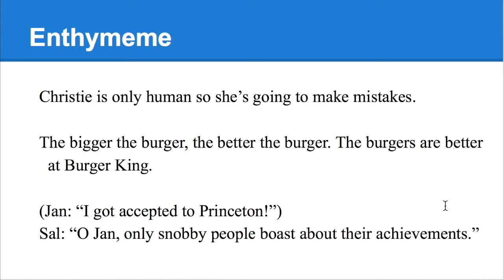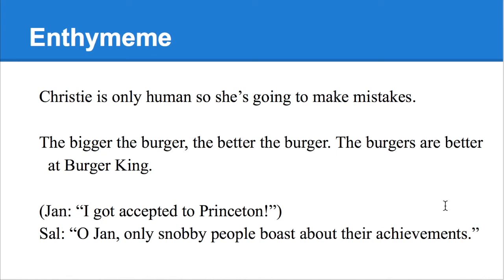Okay, so the conclusion is easiest, right? Clearly Sal is implying that Jan is a snobby person. So we know that the conclusion should probably be Jan is a snobby person. Okay, so that's the second part. What's the last part? Only snobby people boast about their achievements. Jan is a snobby person. So clearly, Jan boasted about her achievements, and he's right because Jan just did.